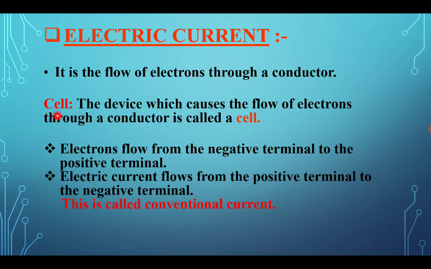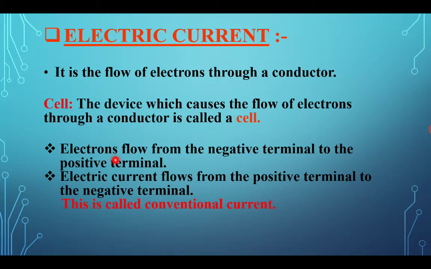Now what is a cell? You use cells day by day in your day-to-day life, like in a torch, or in watches. So basically a cell is a device which causes the flow of electrons through a conductor by generating a potential difference across the two terminals of the cell. Whenever the electrons flow, the current is flowing through that particular conductor.